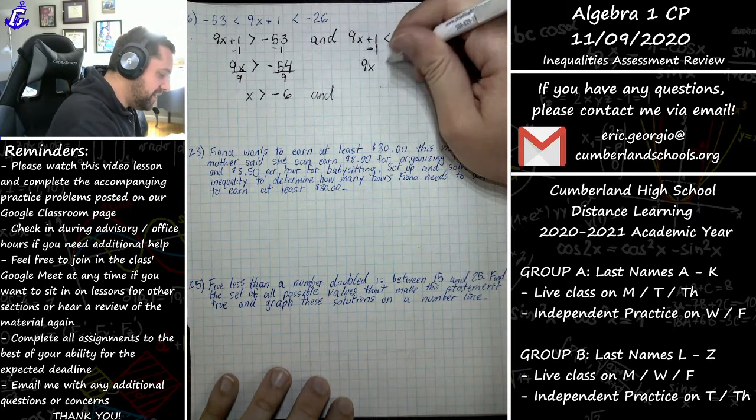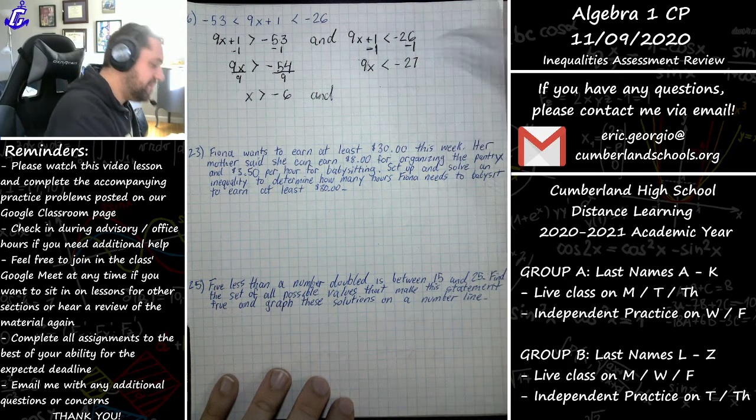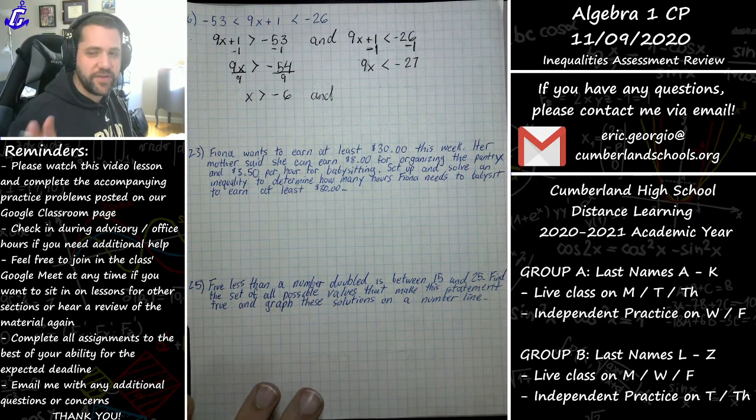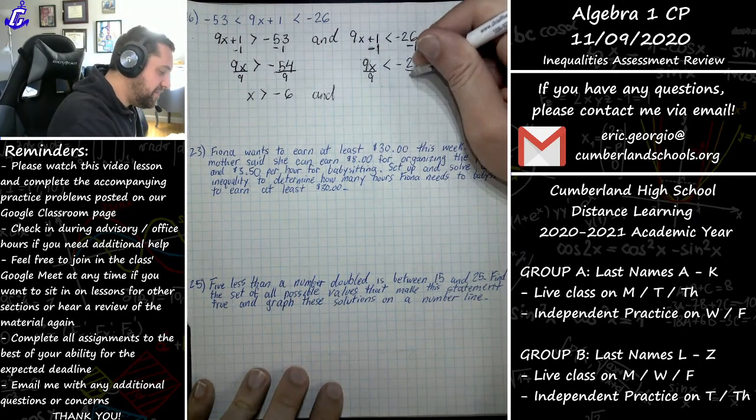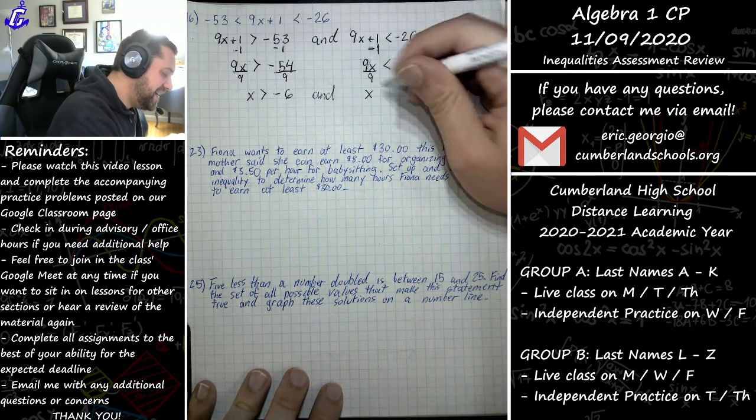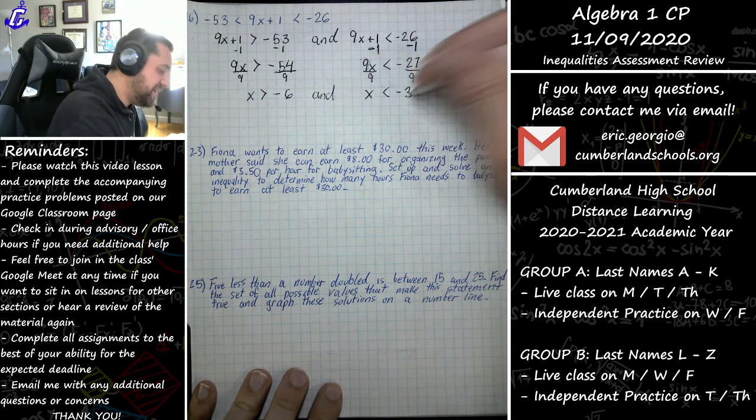9x is less than negative 27. You can overcome adversity, no matter how bad, in algebra. It's not going to slow us down. Divide both sides by 9. We get x is less than negative 3.